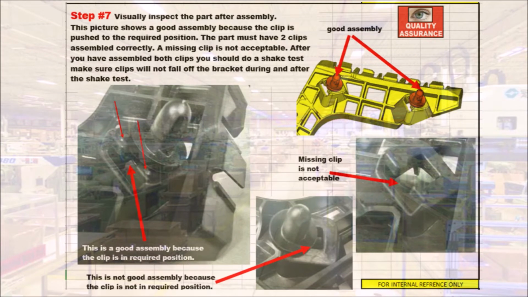Step number 6: repeat steps 4 and 5 for the second clip. Step number 7: visually inspect the part after assembly. This picture shows a good assembly because the clip is pushed to the required position. The part must have 2 clips assembled correctly. A missing clip is not acceptable. After you have assembled both clips, you should do a shake test. Make sure clips will not fall off the bracket during and after the shake test.